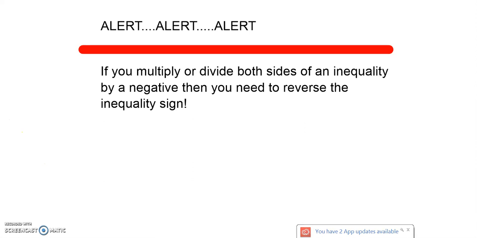But there is a main caution in this thing that you have to consider at all times and can't forget, because it's so important. If you multiply or divide both sides of an inequality by a negative, which is why I specifically specified positive in the last slide, you need to reverse the inequality sign. Okay, and we'll do some examples.